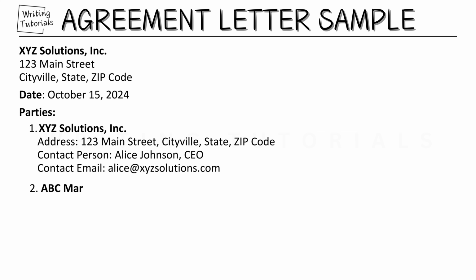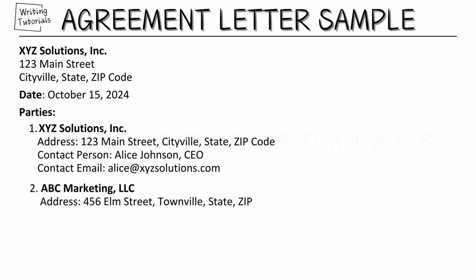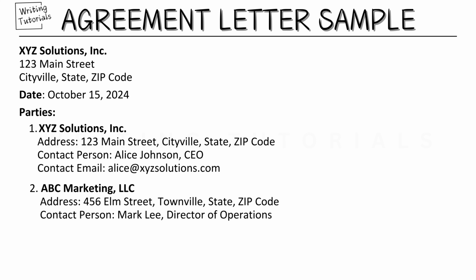Here's how it might look. 1. XYZ Solutions Incorporated, address, 123 Main Street, Cityville, State, zip code, contact person Alice Johnson, CEO, contact email alice@zsolutions.com. Including this information up front gives both parties clear contact details, and it's a helpful reference point later on if either side needs to get in touch.